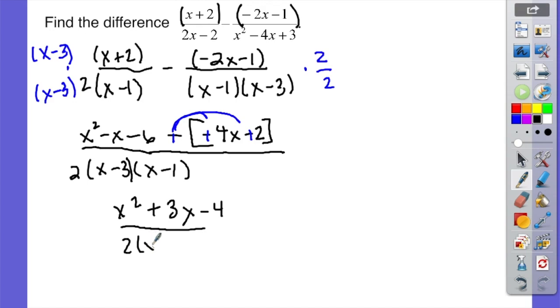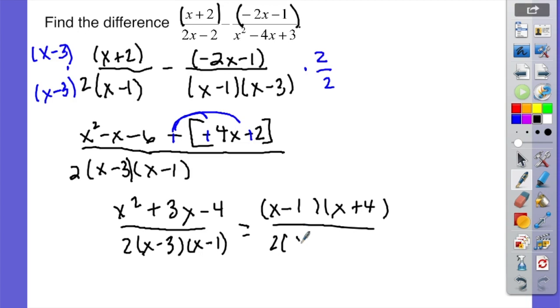Again, I'm going to keep it factored. All right, can I factor the numerator here? Good. So what is it? X minus 1, x plus 4. Good. All over 2 times x minus 3 times x minus 1. Great. I get my red pen. What can I cancel out? X minus 1. So that means that my answer is x plus 4 all over 2 times x minus 3.